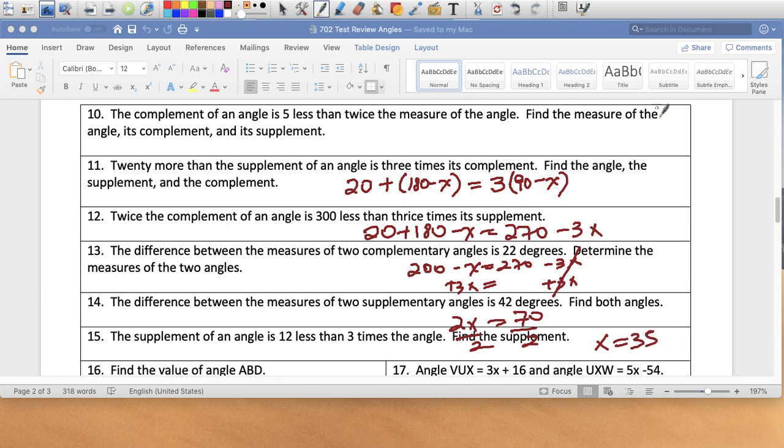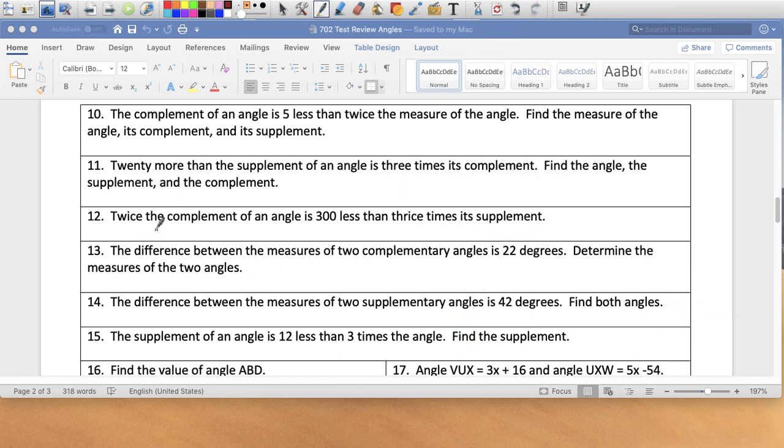So if x is 35, its complement is going to be 90 minus 35, so the complement is going to be 55. And the supplement of 35: if this angle is 35, what is another angle that added to 35 will give you 180? And that's going to be 145. Those are my 3 angles. Okay.